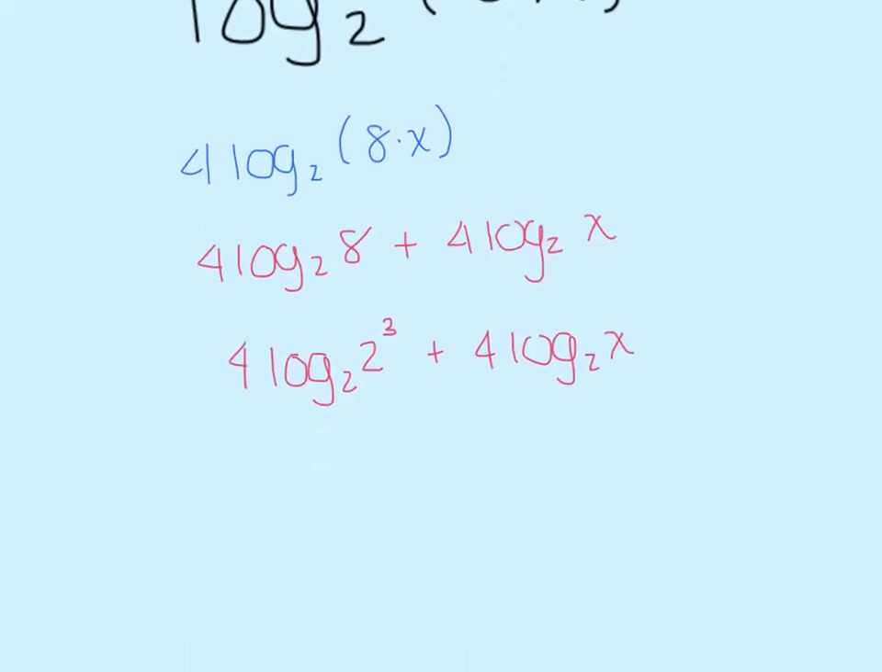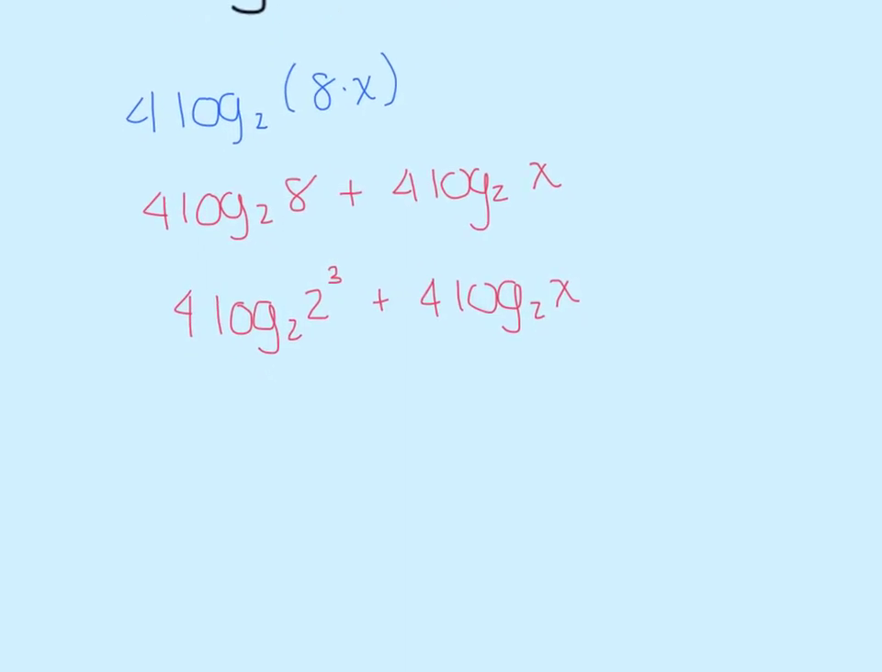And then I can do a couple things. I can recognize that this is inverses, so I'm left with 3. Or I could pull the exponent to the front and then recognize that they're inverses and reduce it. So basically we're left with 4 times 3 plus 4 log base 2 of x. And 4 times 3 is 12 plus 4 log base 2 of x.